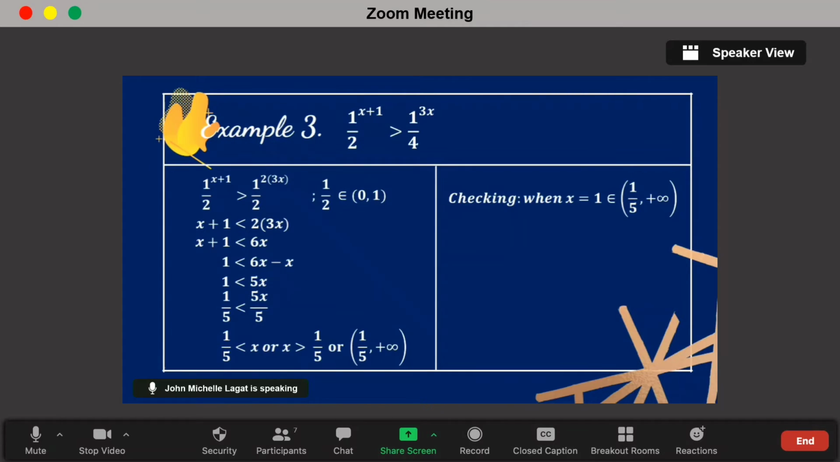domain. When we substitute the values of x with 1, we get 1/2 raised to the power of 2 is greater than 1/4 raised to the power of 3. We bring down the inequality symbol and evaluate the problem. 1/2 raised to the power of 2 is equal to 1/4, whereas 1/4 raised to the power of 3 is equal to 1/12. Seeing as our answer is true, the solution therefore to the inequality 1/2 raised to the power of x plus 1 is greater than 1/4 raised to the power of 3x is x is greater than 1/5.